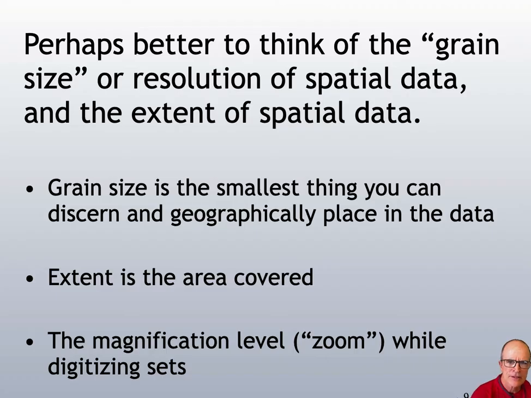It's better to think of the grain size or resolution of spatial data, and that's both the pixel size and the accuracy. You want the pixel size of an image to be about what the accuracy is. You don't want a really fine pixel size like 1 inch and then only have 3 foot accuracy or 1 meter accuracy, because you're wasting all those pixels. They can help you see things, but if you digitize off them, you don't get any additional information in terms of the accuracy. So you want to try and balance those, try and match those as close as possible. The extent is the area covered, the magnification level is the zoom.